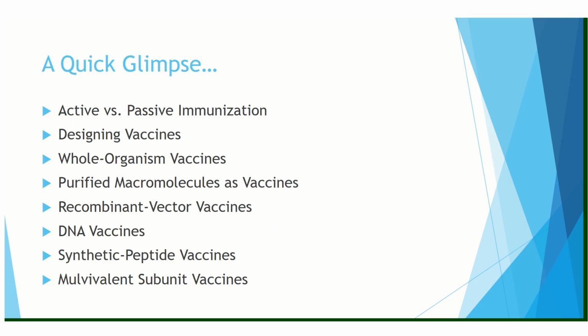Today, the objectives of today's lecture are to explain what active immunization and passive immunization are, and I will also talk about the types of vaccine. For example, what a whole organism vaccine is, what purified macromolecules are, and what a recombinant vector vaccine stands for. I will also talk about DNA vaccines, synthetic peptide vaccines, and multivalent subunit vaccines. We would talk about that.